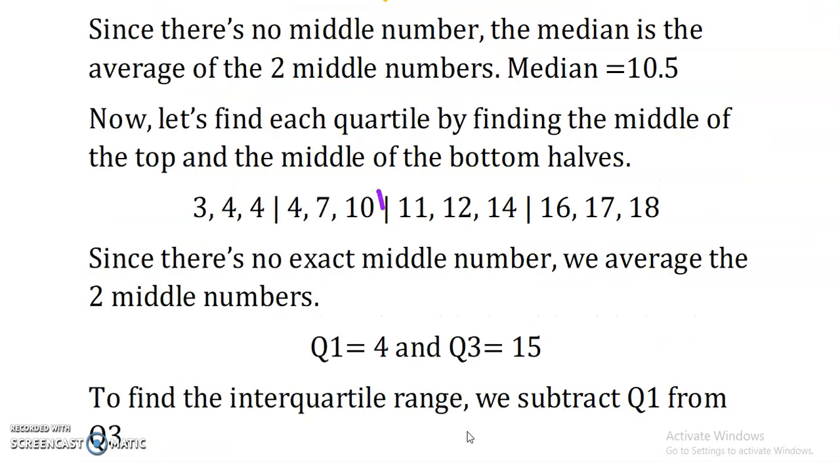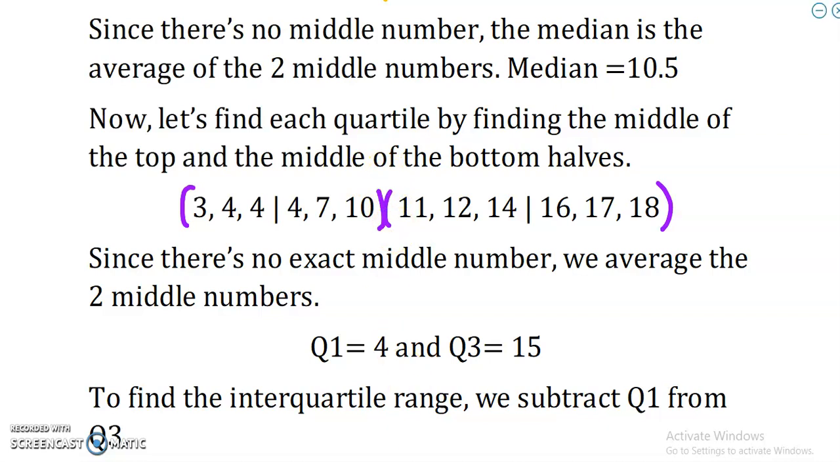So this was our top half, this is our bottom half. And since there was no median, right, we don't leave any numbers out. This is our lower half, and this is our upper half. If there's a median, we just leave it right there in the middle. It doesn't belong in either half.